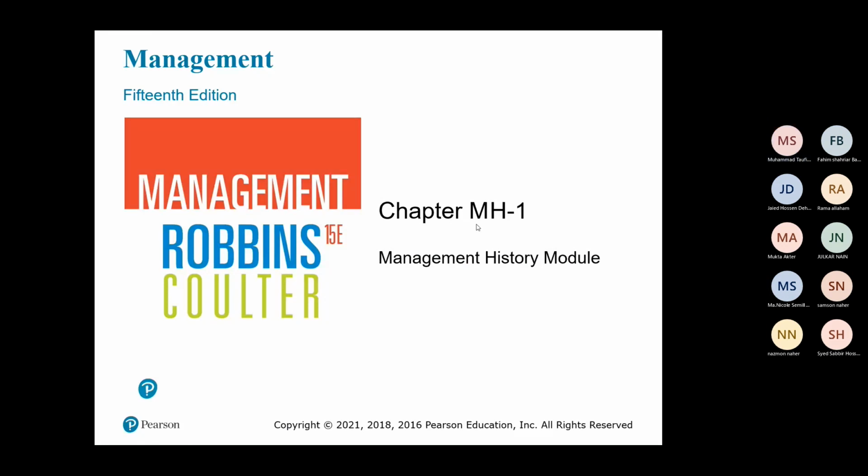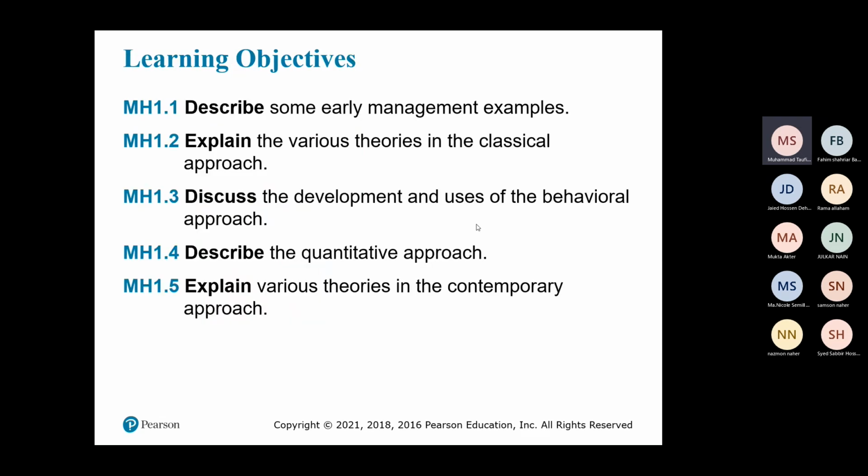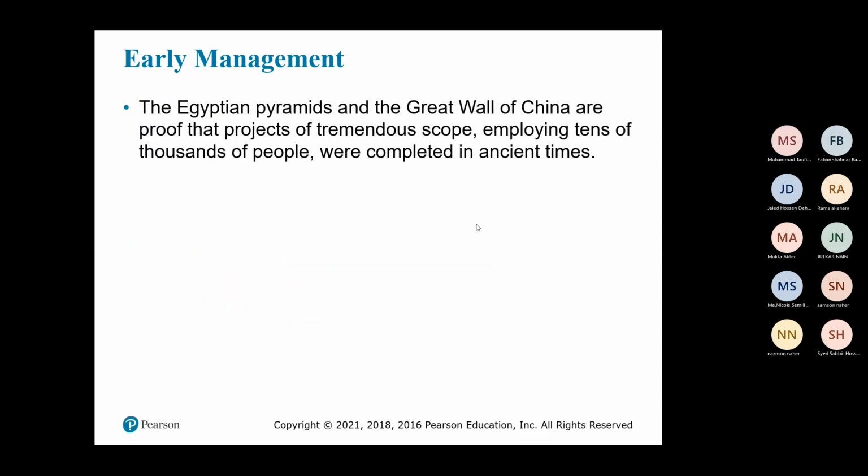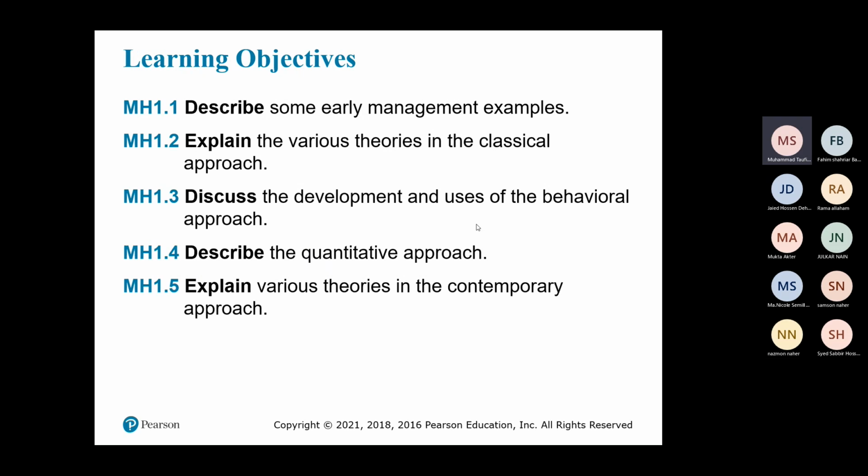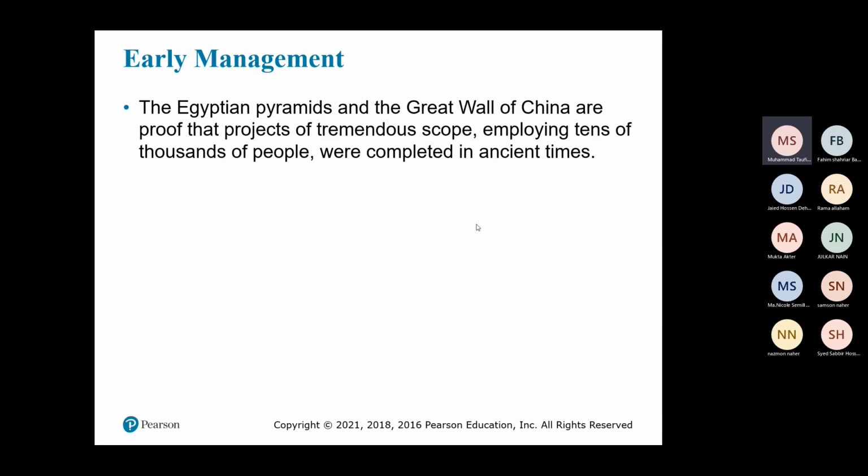All right. So these are the extension of chapter 1. We want to learn about the history of management knowledge. So in this chapter, we will go down a little bit to know what is the history of management knowledge. These are the objectives. And the first one is early management.